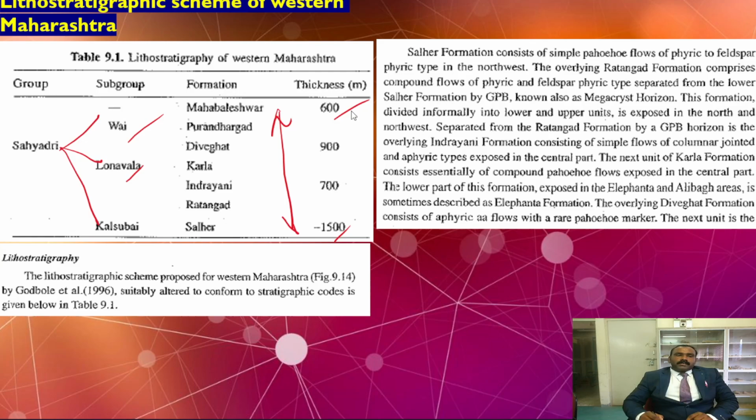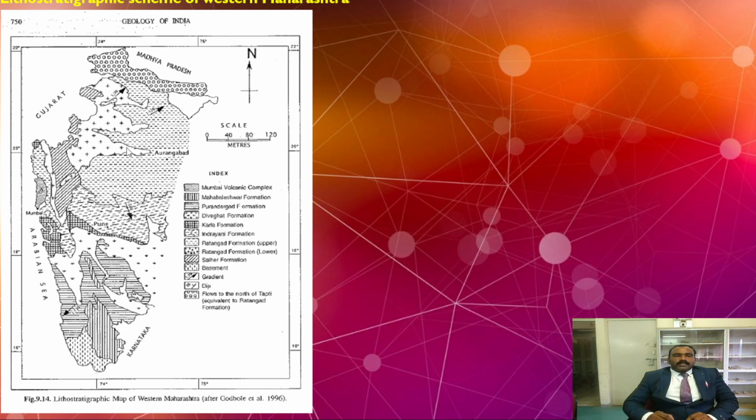The lithostratigraphic scheme proposed for Western Maharashtra by Godbole et al. in 1996 was suitably altered by other workers. The formations consist of simple pahoehoe flows or the porphyritic feldspar types of the northwestern region. So this is a map of Western Maharashtra, where we may have different kinds of deformation or lithological associations.